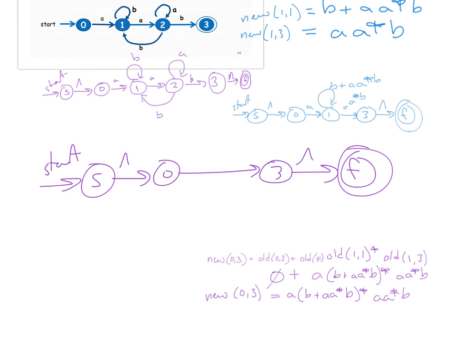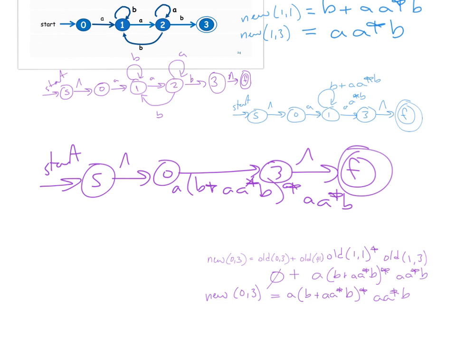So it is A times (B plus A star B), the whole thing starred, times A star B. Let's make that look a bit better. And now we're ready to do our next step, which is either eliminate state 0 or eliminate state 3. Why don't we eliminate state 0 next?